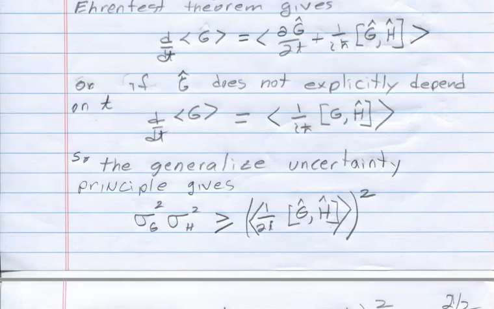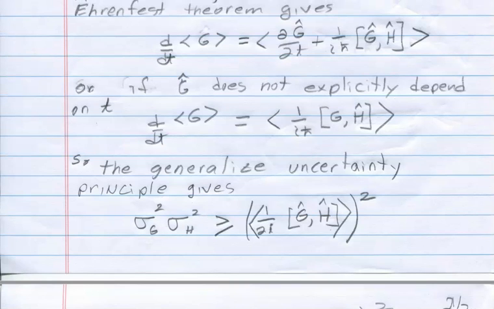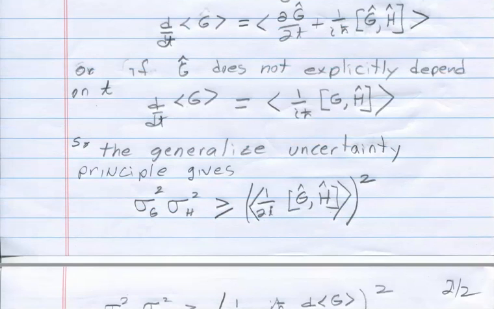And I could certainly use that operator G in the generalized uncertainty principle. The only difference is I've got the standard deviation in G squared, standard deviation in H squared, using those two operators, is greater than or equal to this quantity involving the commutator of G and H. So we've proven that in general. We just apply it to the operators G and H, where H is the Hamiltonian of the system. Remember.